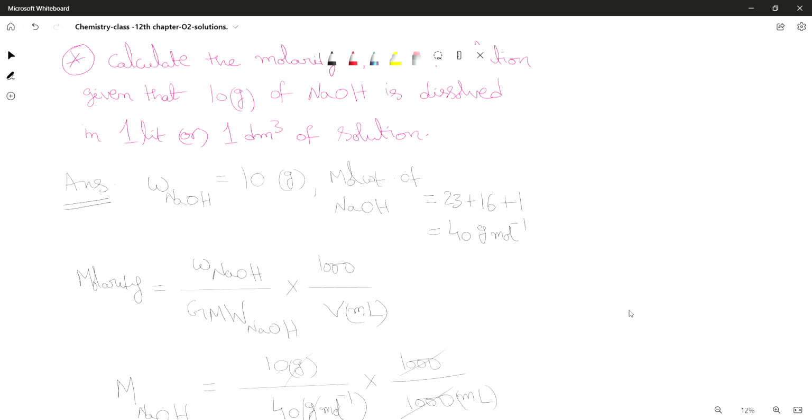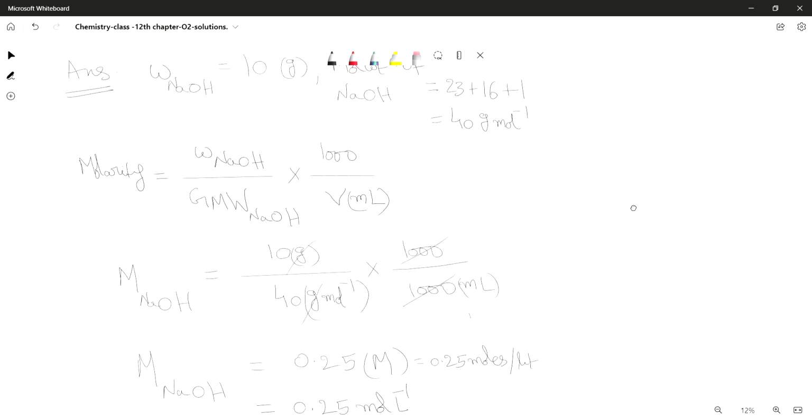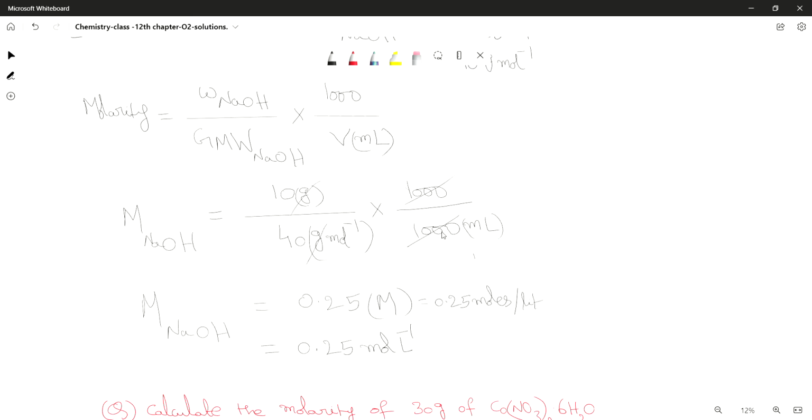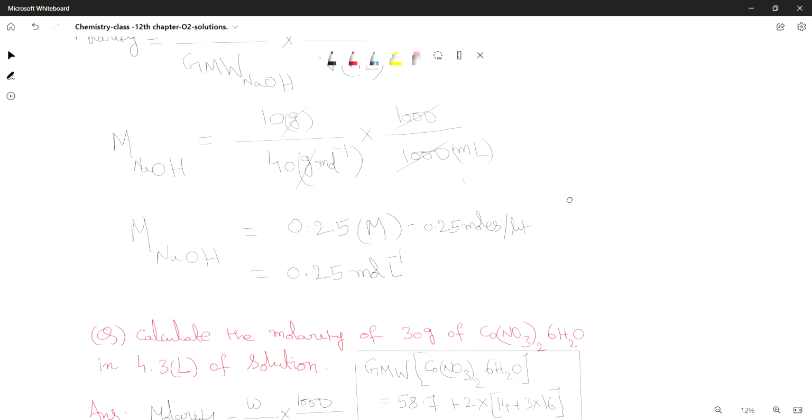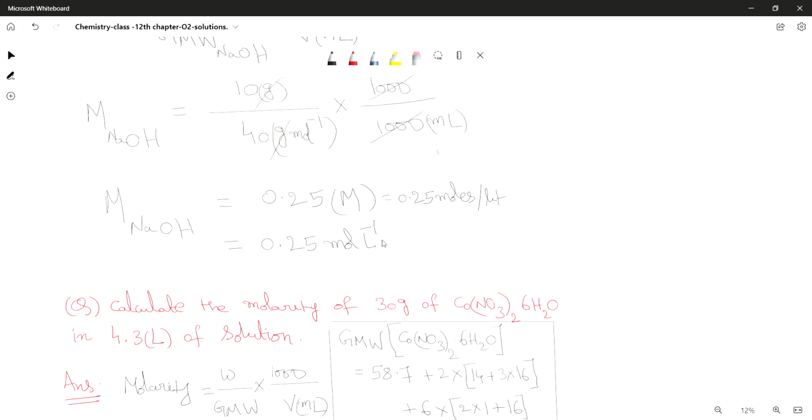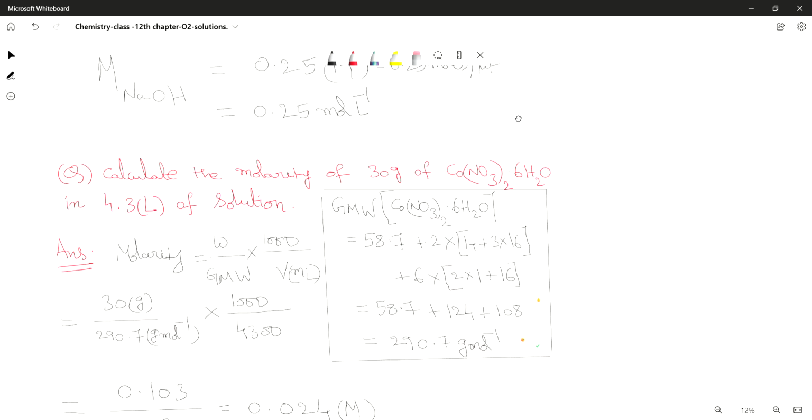And so the molarity calculation goes like this: weight of NaOH divided by gram molecular weight of NaOH multiplied by 1000 divided by V mL. So 10 by 40 multiplied by 1000 divided by 1000 mL, right? So we have plugged in the numbers, which works out to be 0.25 molar, or you can say 0.25 moles per liter, or 0.25 mol L inverse. So this is how you can express it.